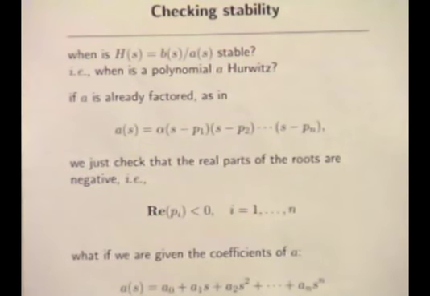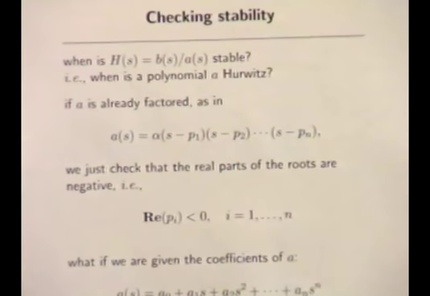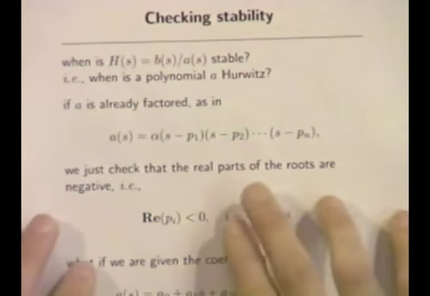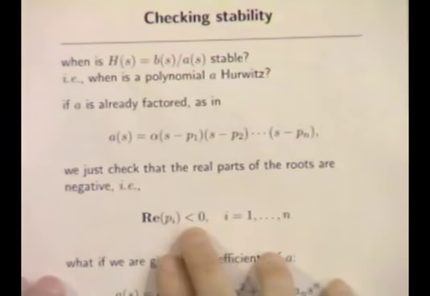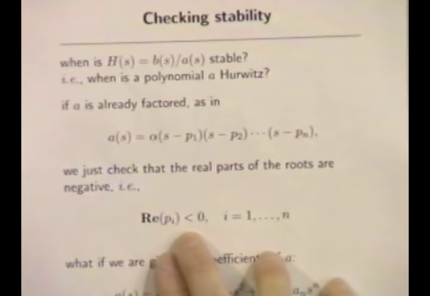Well, there's a few things you can do. If I give you the polynomial in the factor form, then the answer is obvious. All you have to do is look at the roots and tell me whether any of them has a real part that is greater than 0.